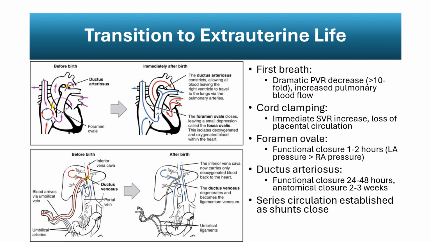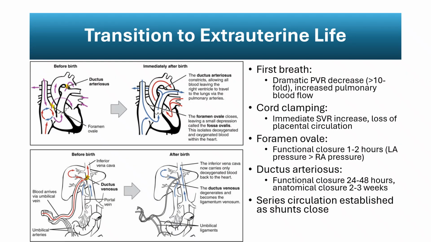Systemic vascular resistance rises immediately, creating a higher pressure system on the left side of the heart. This pressure shift is what drives closure of the foramen ovale, usually within the first 1 to 2 hours, as left atrial pressure exceeds right atrial pressure. The ductus arteriosus responds more slowly. Rising oxygen tension and loss of circulating prostaglandins promote constriction. Functional closure typically occurs within the first 2 days, while permanent anatomic sealing requires 2 to 3 weeks.